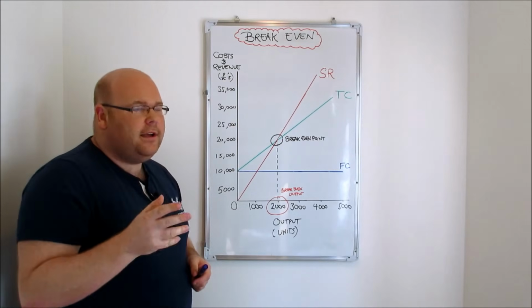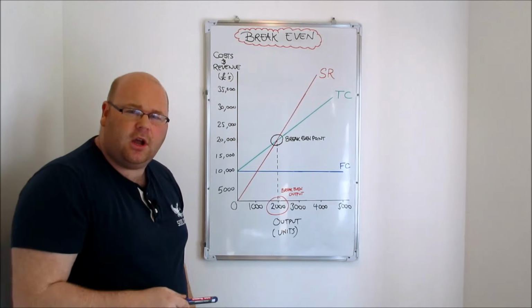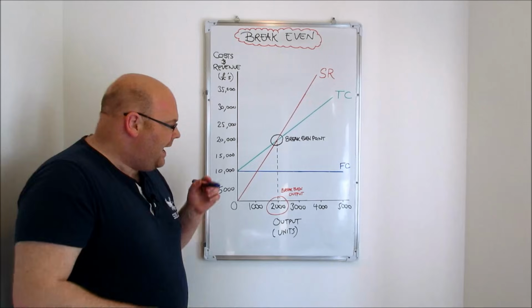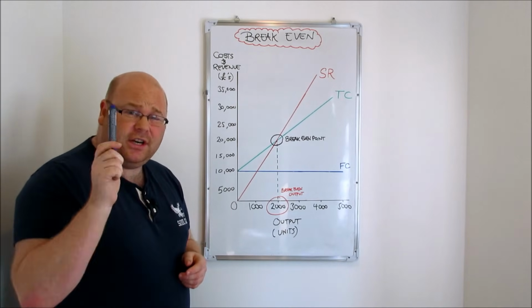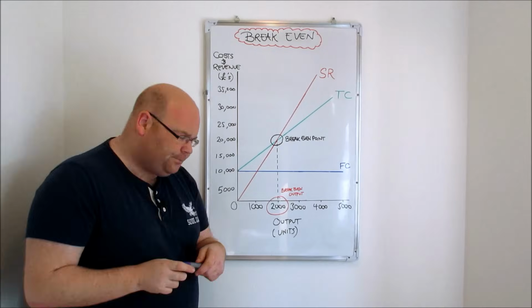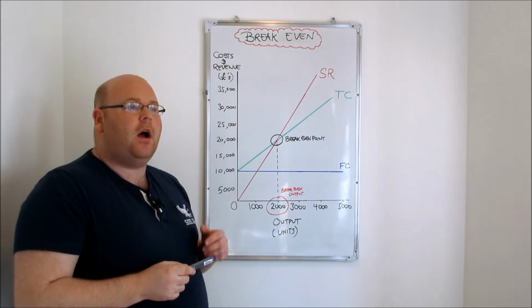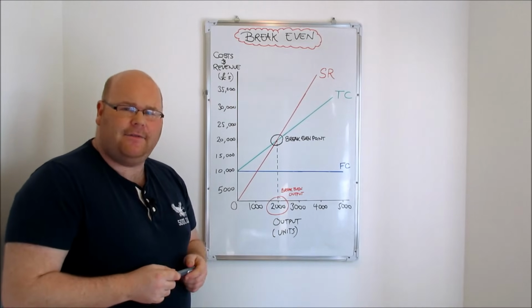Now, we could work that out by just using the break-even formula, but our break-even diagrams can show us a couple of other tasty bits of information as well. First of all, our break-even diagrams can also illustrate what's known as our margin of safety as well. And your margin of safety is how many products you are actually selling above your break-even level of output.